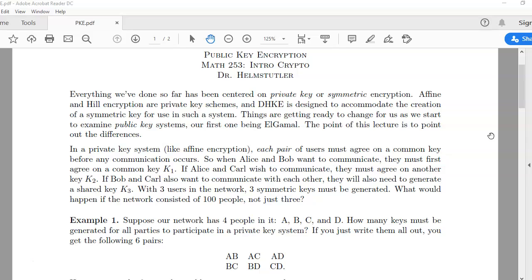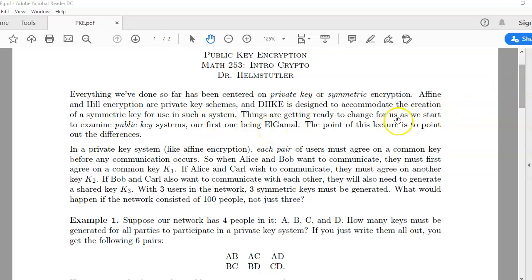So everything we've done so far this semester has always been about private key, or what is a synonym, symmetric encryption, okay? And affine and Hill encryption are examples of private key schemes. And Diffie-Hellman key exchange was designed to actually accommodate the creation of keys for private systems. So everything we've done so far has been private. This is getting ready to change as we start talking about public key systems, our first one being El-Gamal, which will be the next module.